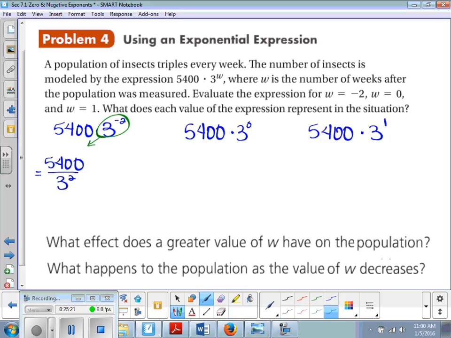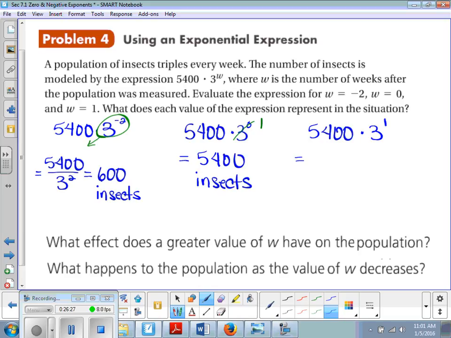So when we do that, 5,400 divided by 3 squared, of course, is what? 9. Oh, okay, sorry. Divided by 9. And so that gives us 600. And that's 600 insects. Right? For the next one, we have 5,400 times 3 to the 0. Of course, 3 to the 0 is 1. Very good. So 5,400 times 1 is, of course, what? Right. Okay, 5,400 insects.